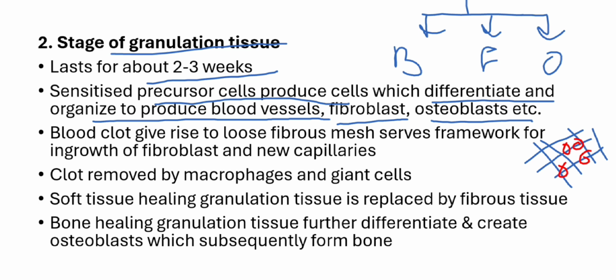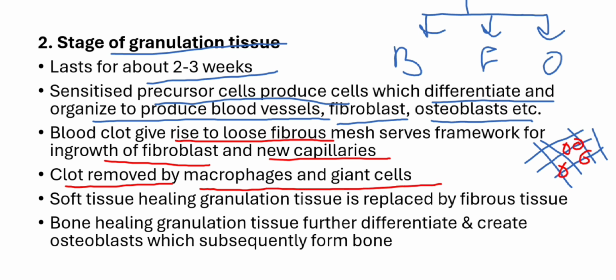The blood clot gives rise to a loose fibrous mesh, which serves for the ingrowth of the fibroblast and new capillaries. The blood clot is removed by the macrophages and the giant cells.